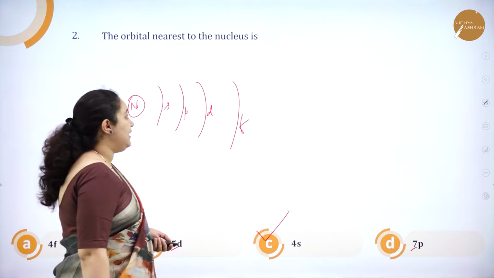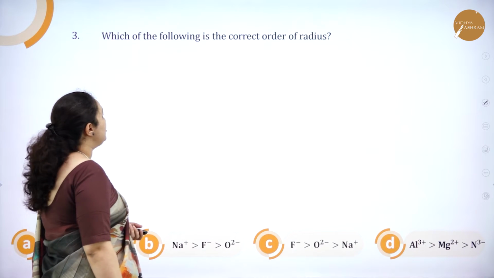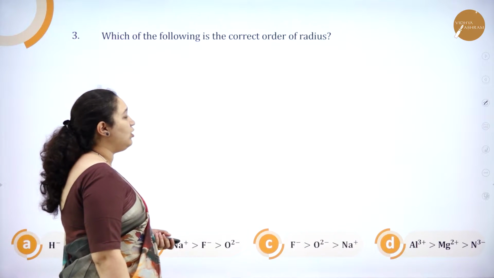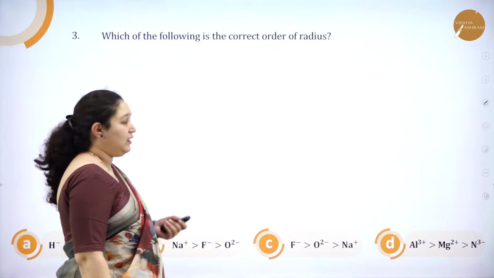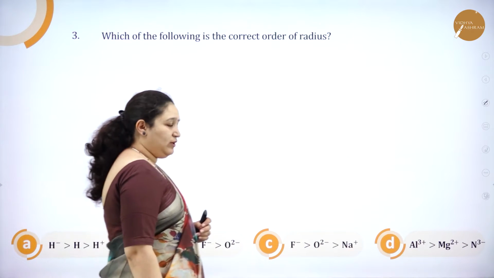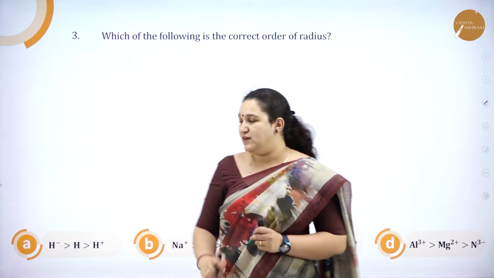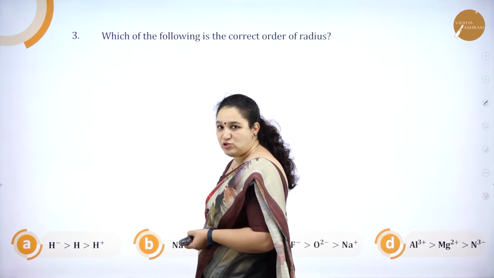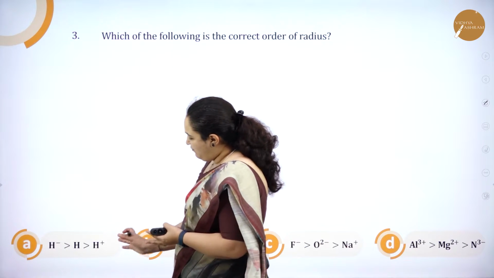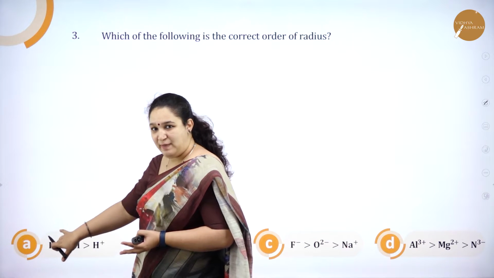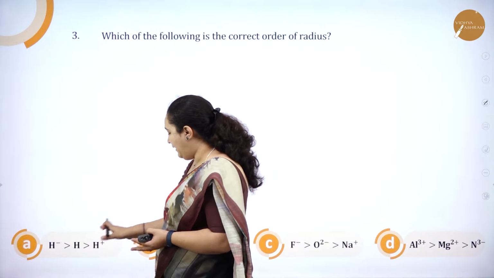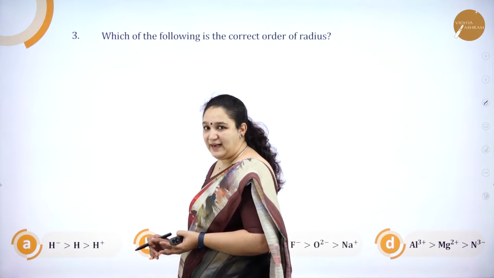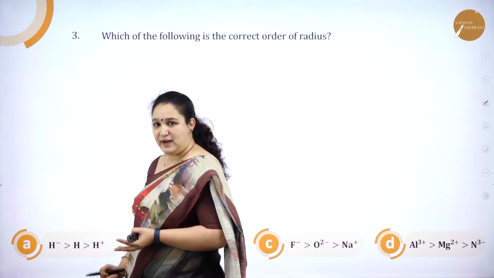Okay. So the next one, which of the following is the correct order of radius? Here we'll just look into the options. First option you see, it is the same atom, hydrogen atom. One we have H minus, that is anion, and H plus which is the cation of the parent atom hydrogen.